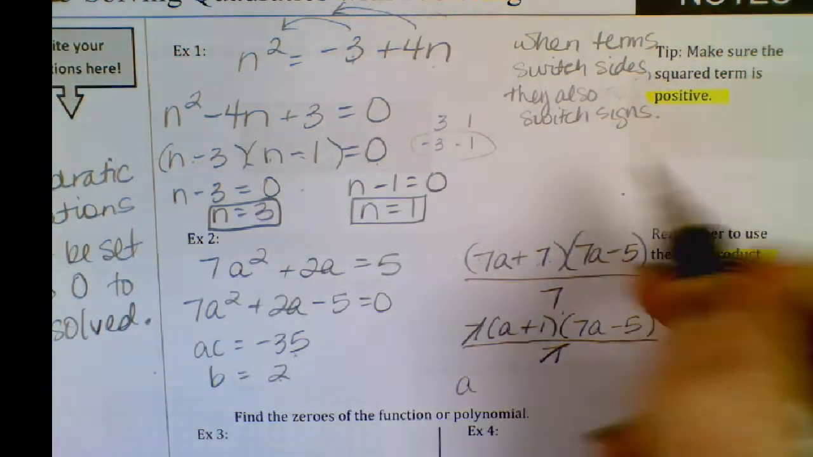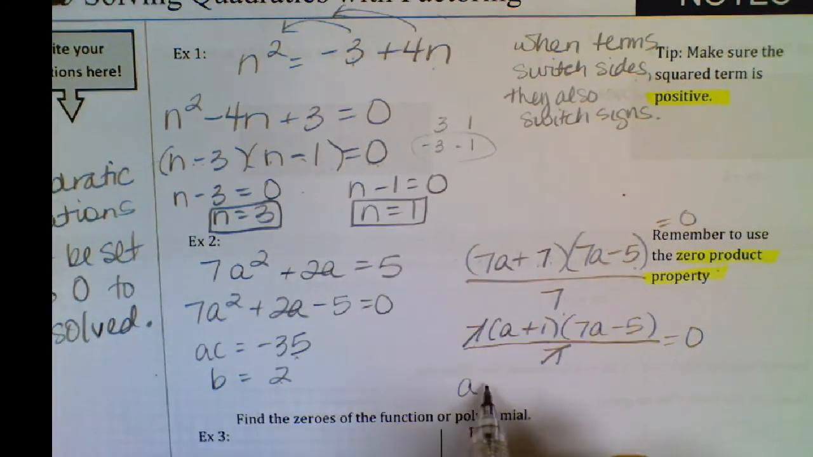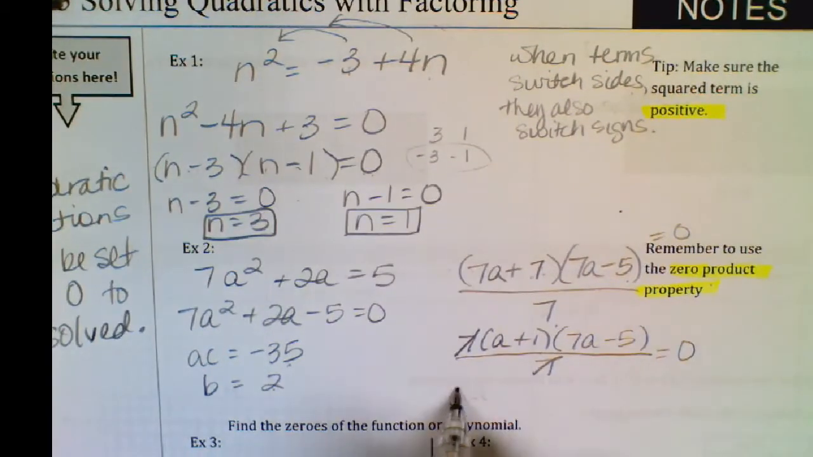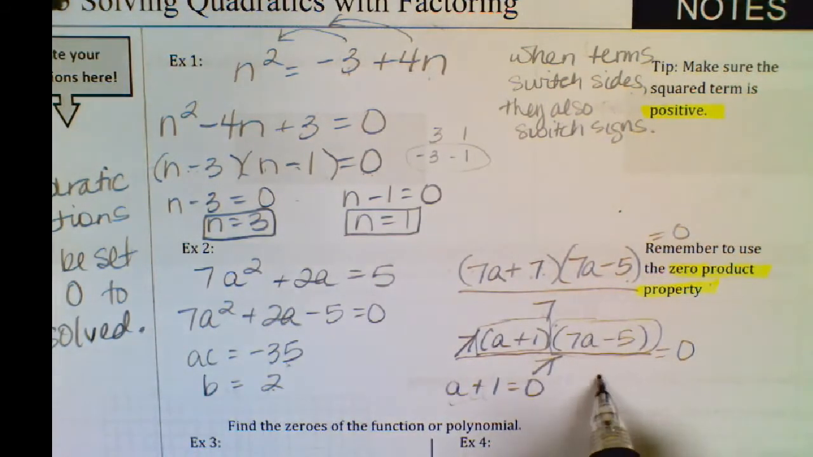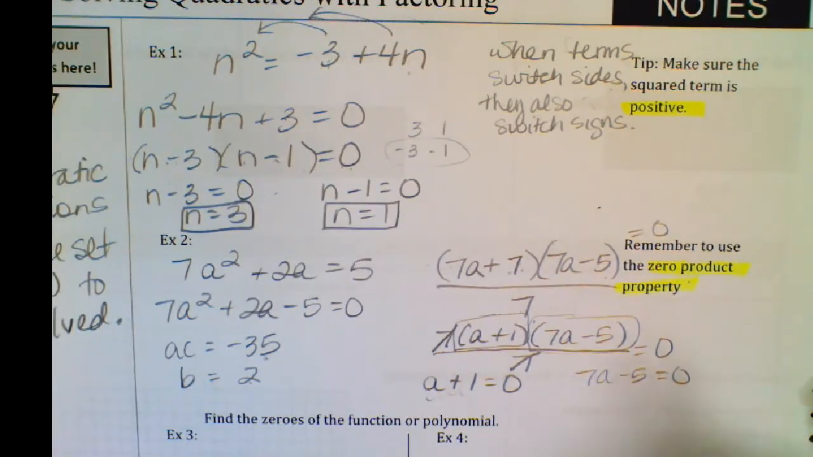This has actually been set to 0 the whole time. I just forgot to write it down. So now you would have a plus 1 equals 0. Here's one factor. Here's another factor, and 7a minus 5 equals 0. Now you're just simply solving. So I have to subtract 1 from each side.